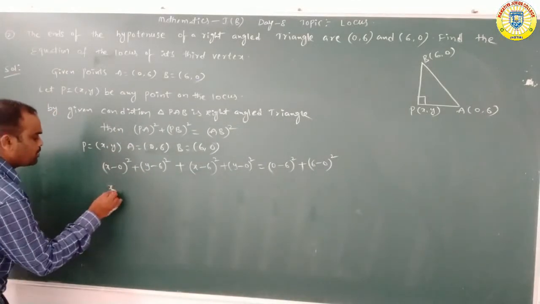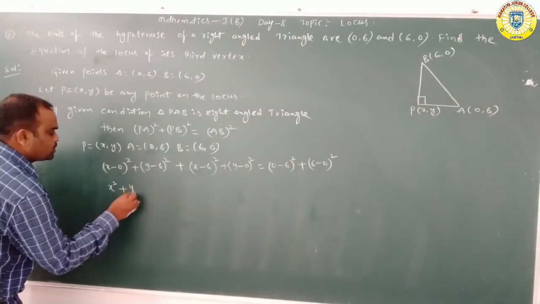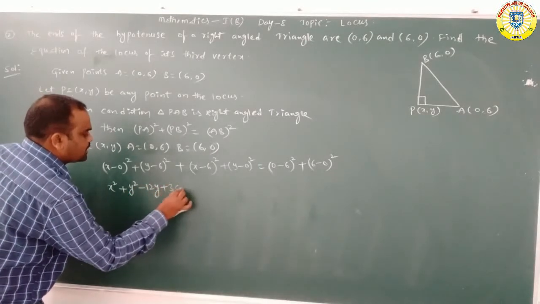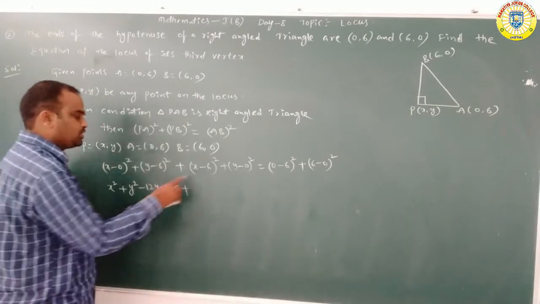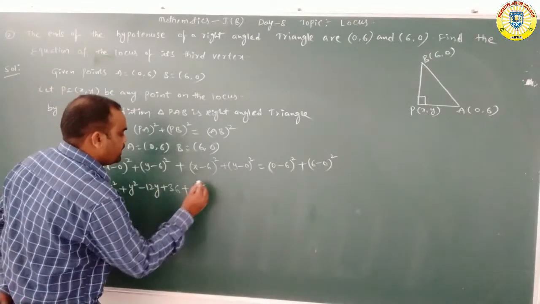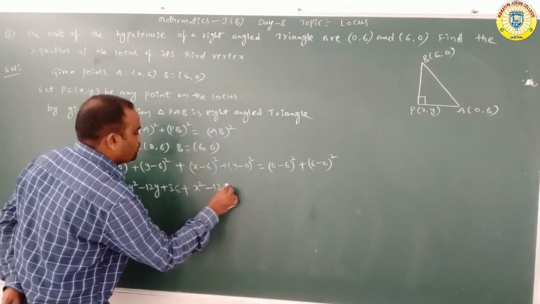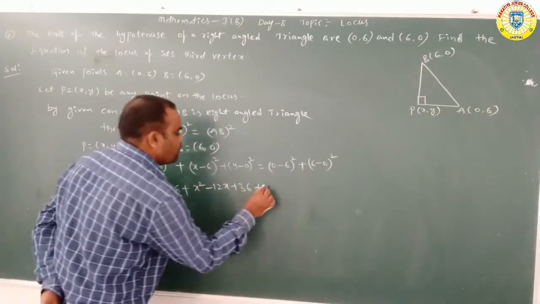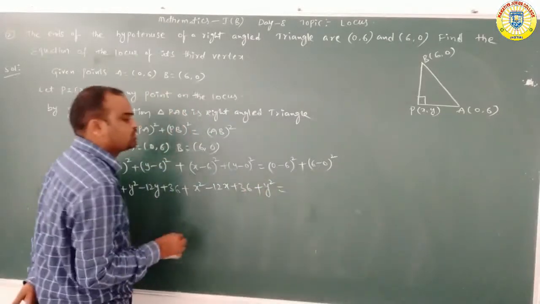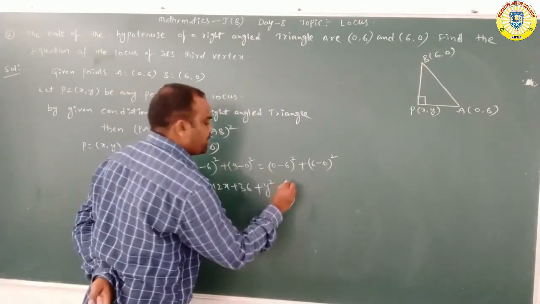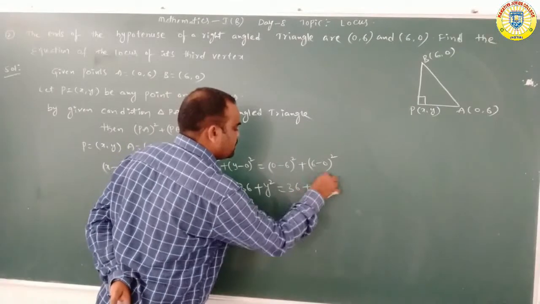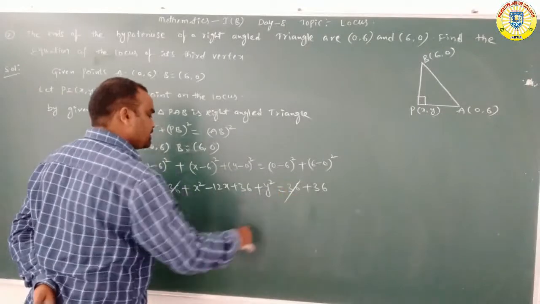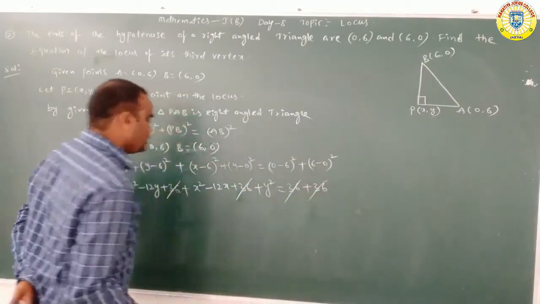(x − 0) is nothing but x square. (y − 6) whole square is y square minus 12y plus 36. 6 square is equal to 36. (x − 6) whole square is x square minus 12x plus 6 square, which is equal to 36. (y − 0) whole square is equal to y square. (0 − 6) is nothing but minus 6 whole square, 36. 6 square is equal to 36. Here 36 and 36, another 36 also cancel.